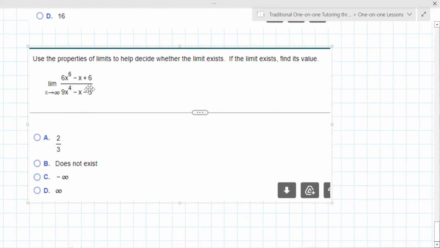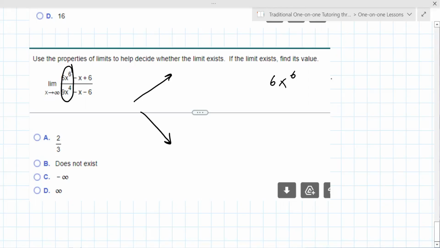It says use the properties of limits to decide whether the limit exists. If the limit exists, find its value. Because the degree of the numerator is greater than the degree of the denominator, this goes to either positive infinity or negative infinity. So you have to look at the sign of the numbers. They're both positive. x to the 6th goes to infinity, and so does 9x to the 4th. Infinity over infinity does not cancel out. It does go to infinity. It would only change if the signs were different.